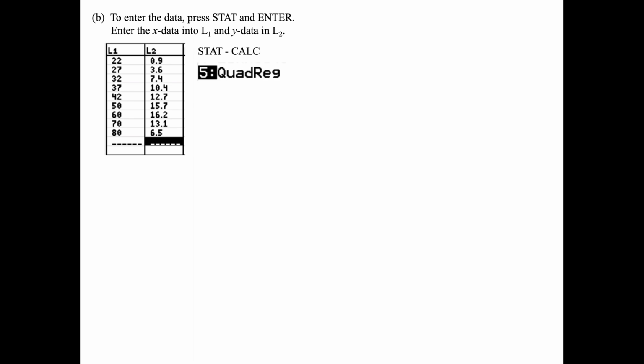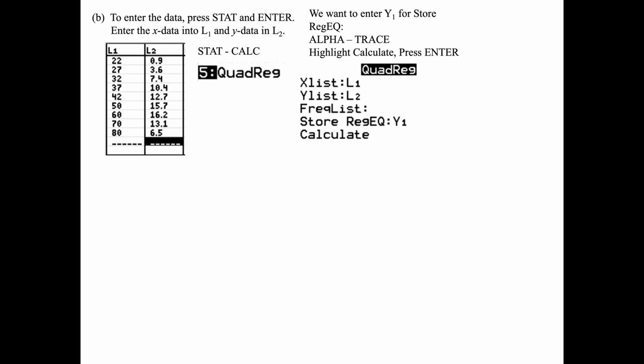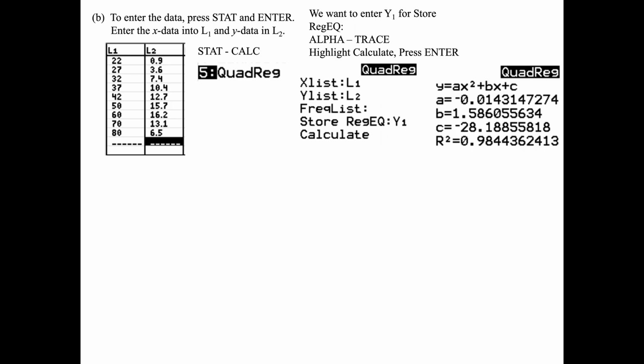Now that your data is in, we're going stat calc. Now we're going to do a quadratic regression, number 5, not number 4. And now you get the following window that says quadratic regression. Again, L1, L2 for X and Y list. Again, we want to put in Y1 into the store of the regression. Again, that's the alpha trace to get to your Y1. And your screen should show you the following values.